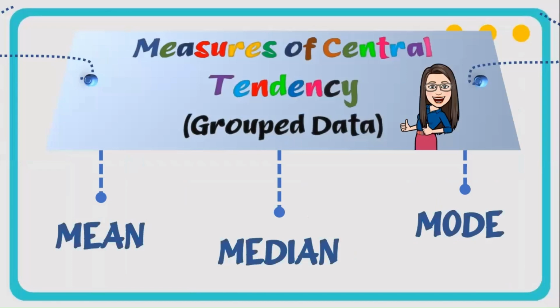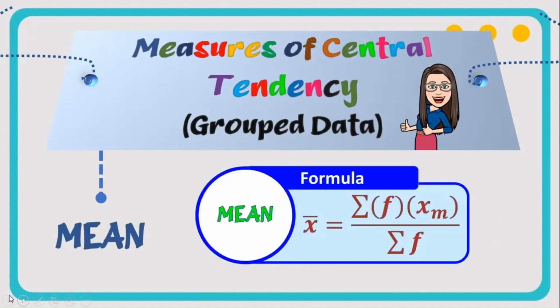Mean, median, and mode. Measures of central tendency for group data. I have uploaded a video discussing the measures of central tendency of group data. This time, let's talk about the measures of central tendency of group data. Let's start with the mean.